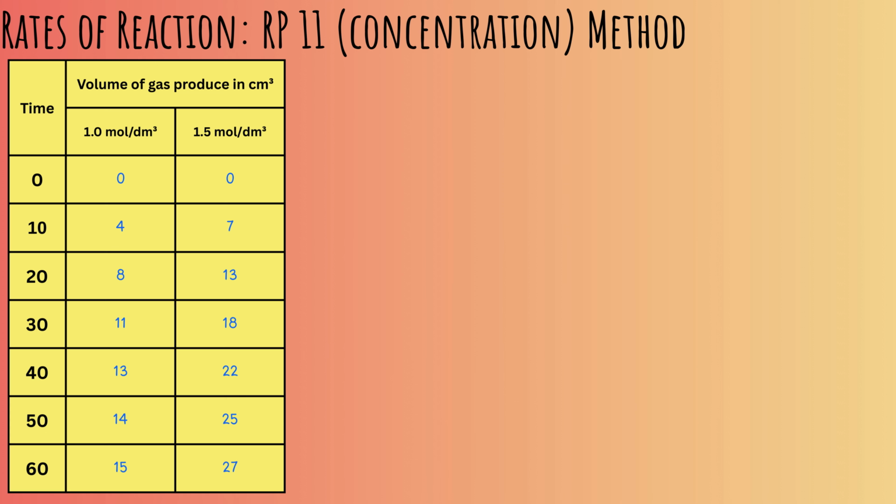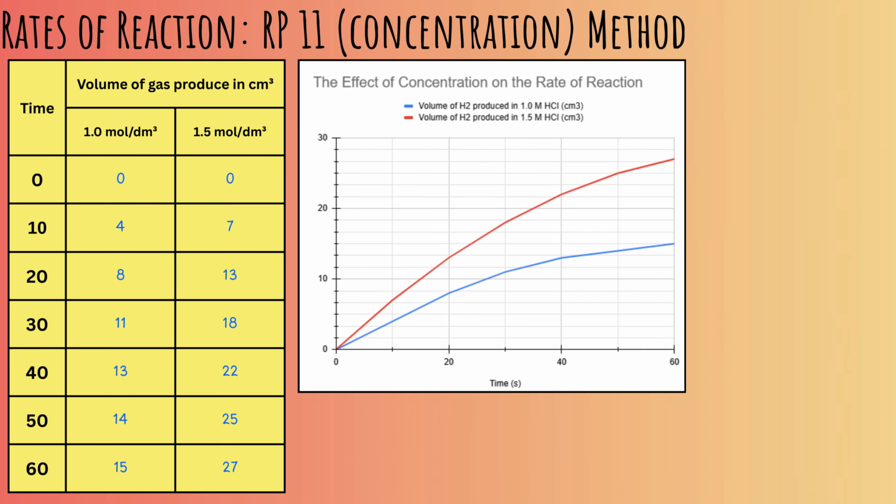Here we have a typical results table. This version of the practical is all about drawing the graph. So pause the video, grab some graph paper, and have a go. I've included my version of what your graph should look like. To analyse your graph, you would say that 1.5 mole per decimetre cubed has produced more gas per volume over 60 seconds.